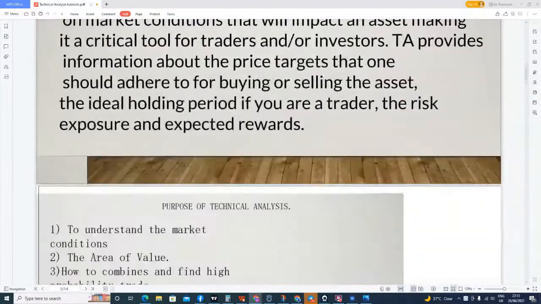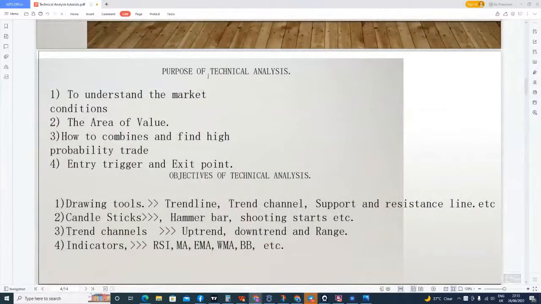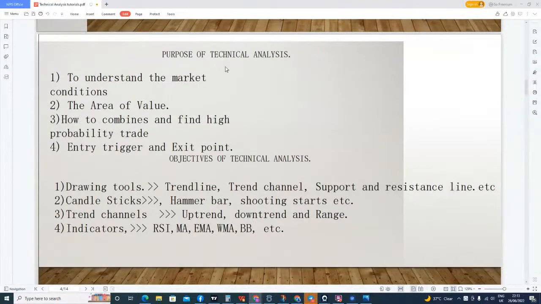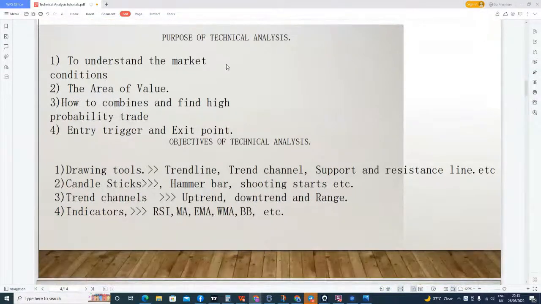Now, let's go further. The purpose of technical analysis. What are the purposes of technical analysis? To understand the market condition. One, the area of value. Two, how to combine and find high possibility trades: entry, trigger, and exit points.